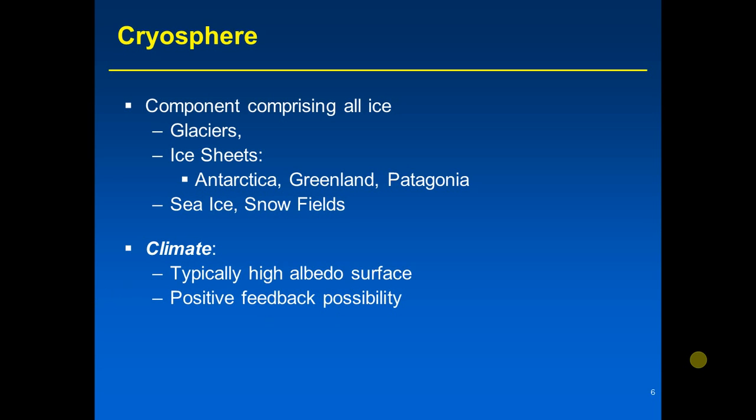Now, the cryosphere also has the positive feedback possibility, right? Remember the ice albedo feedback. So, given an initial warming or cooling, how the ice coverage changes on the planet can affect temperature through the ice albedo feedback. And the cryosphere can store large amounts of water, which affects sea level.